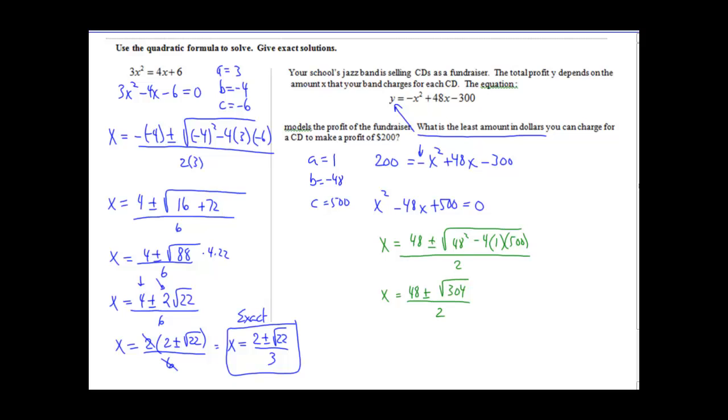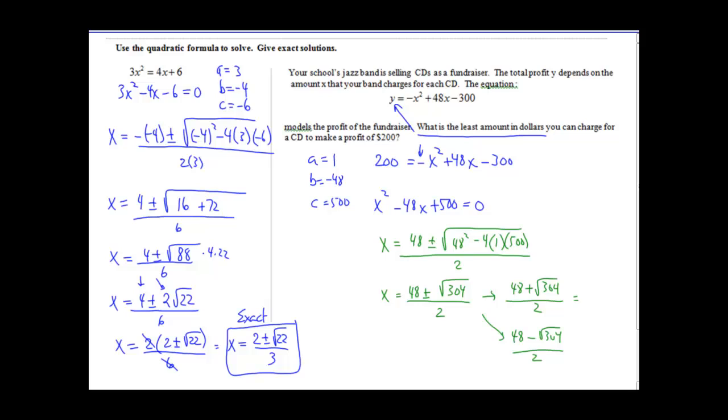Now, because we are actually dealing with money, we can't just leave the radicals, so we can change everything to a decimal. If we take the first answer, we go 48 plus whatever the square root of 304 is, divided by 2. And we do the second one, which is 48 minus the square root of 304, divided by 2.